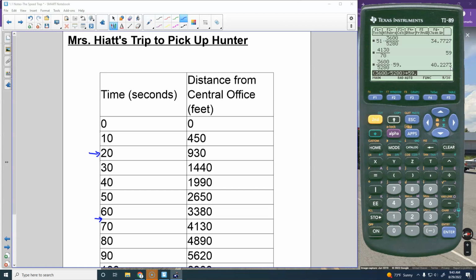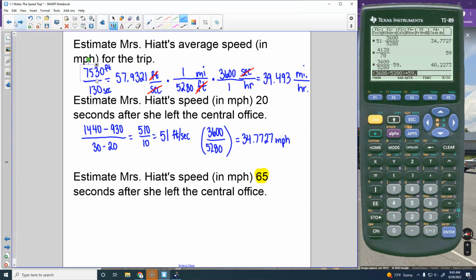If I do that, that gives me the average speed for my whole trip. Cops don't care about average speed. They want to know how fast you're going right now, right? So my best estimate is to use 60 and 70 as my endpoints. So at 70, it's 4,130 and 3,380. And then that'd be 70 minus 60.